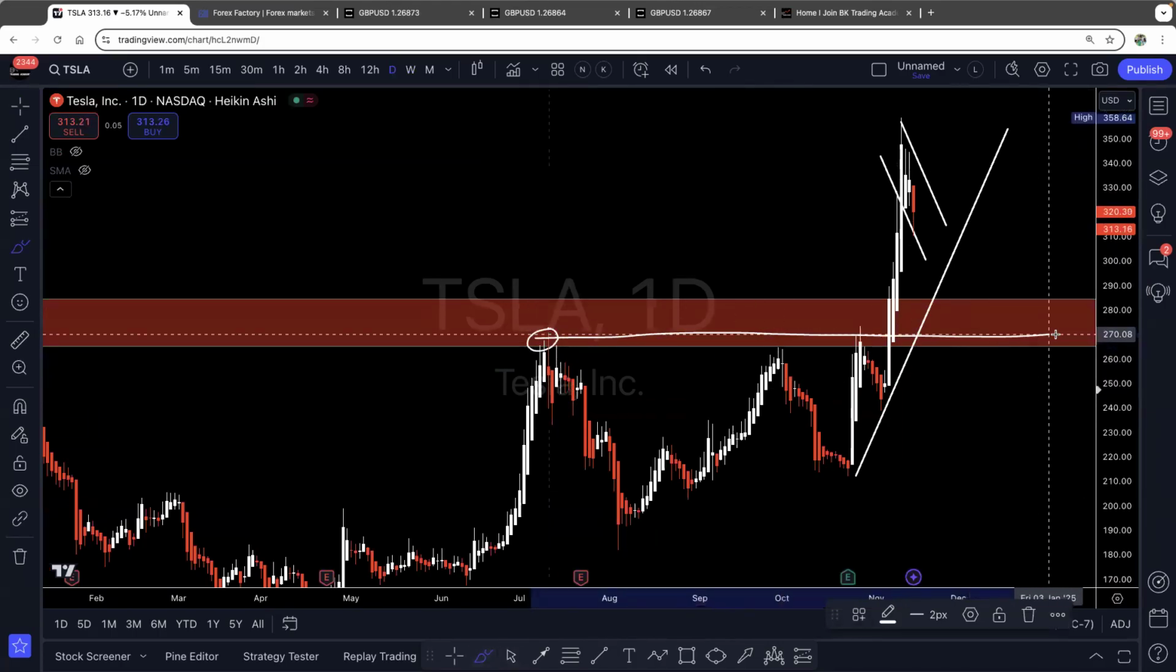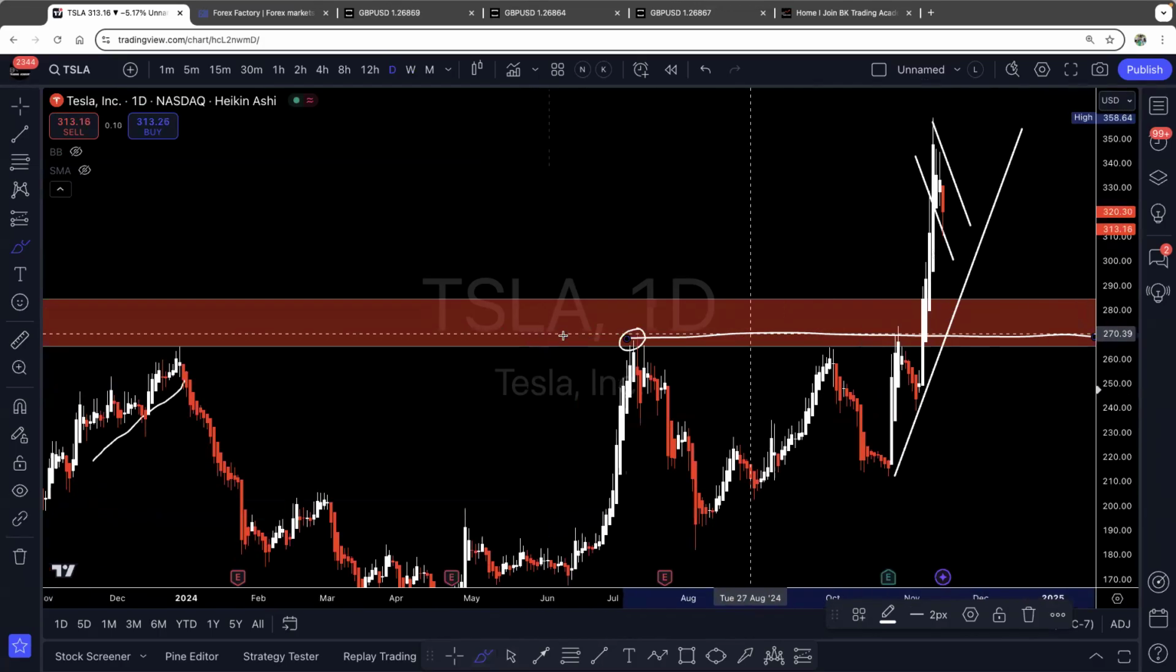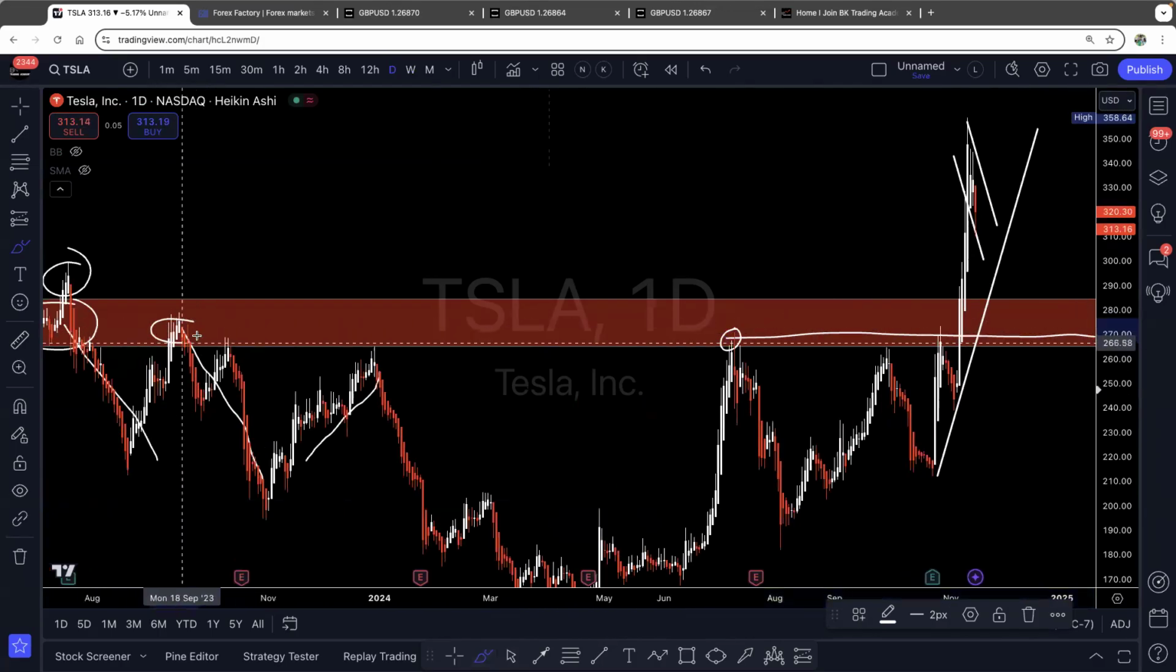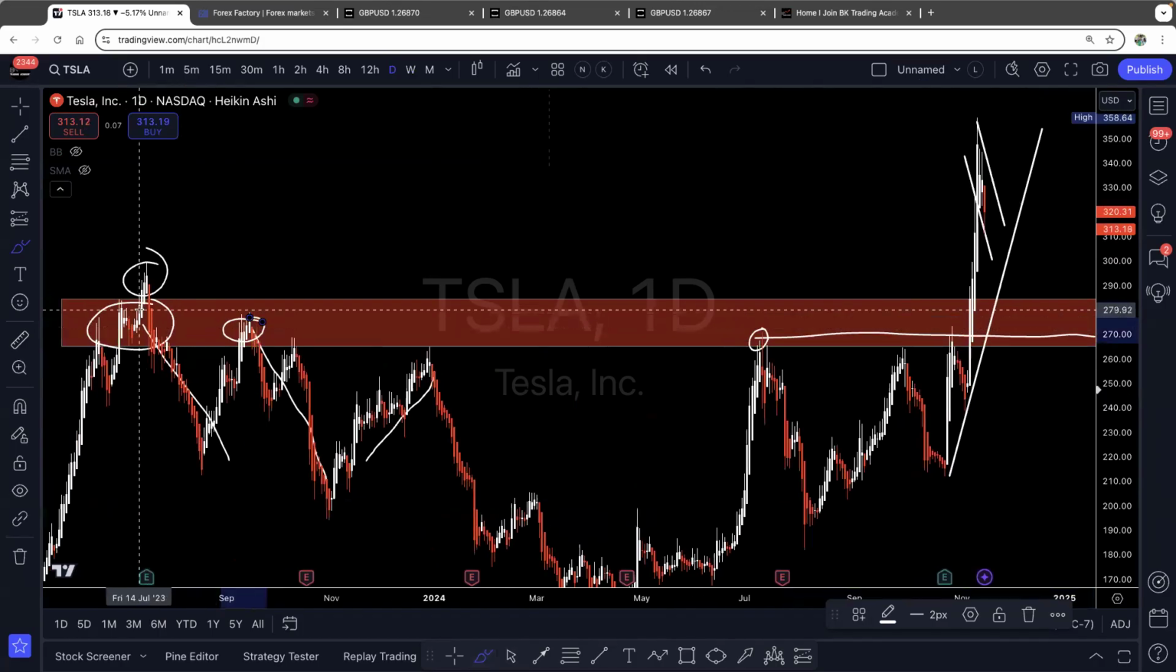Price is important to the people who move markets. People who put millions and billions of dollars, they look at this price, $270, beautiful price to buy. Look left, $270, beautiful price to buy. $280 or so, beautiful price to buy. So that's why I say anywhere in this area is a beautiful area to buy.